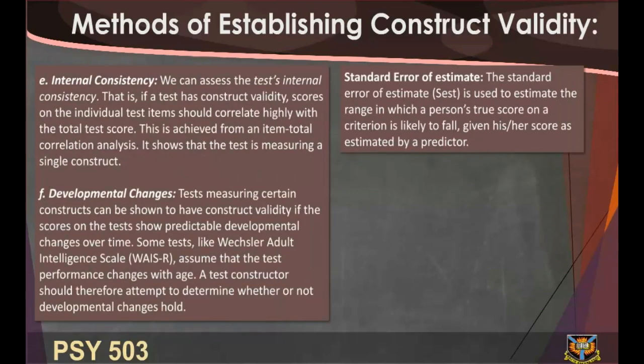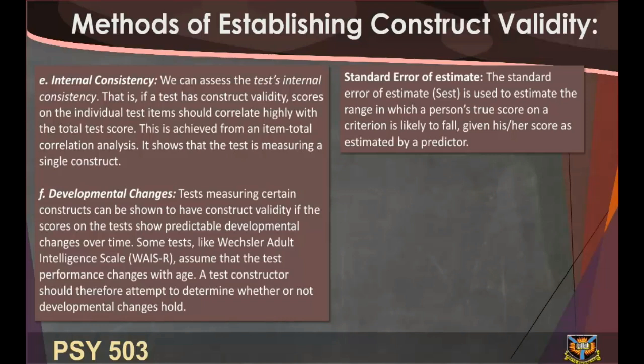E. Internal consistency. We can assess the test internal consistency. That is, if a test has construct validity, scores on the individual test items should correlate highly with the total test score. This is achieved from an item total correlation analysis. It shows that the test is measuring a single construct.